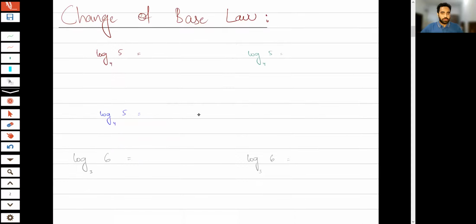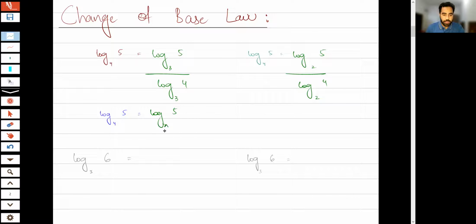Now we're going to discuss the change of base law. Change of base law states that for any given log, we can introduce a new base. We can have a few examples for the same log. For example, I can write log 5 base 4 as log 5 to the base 3 divided by log 4 to the base 3. I can also write log 5 base 4 as log 5 to the base 2 over log 4 to the base 2. I can change the base again, so I can write it as log 5 to the base pi over log 4 to the base pi.